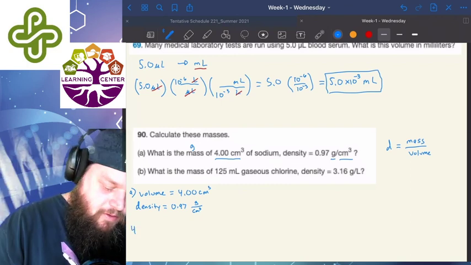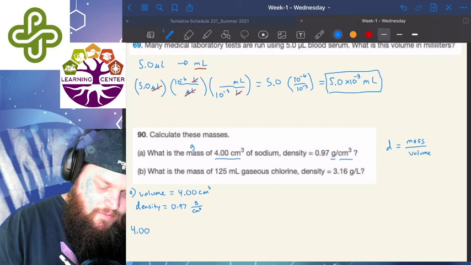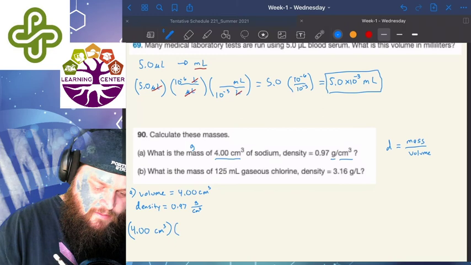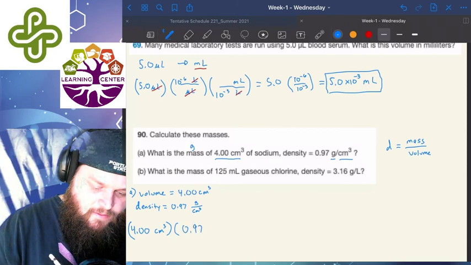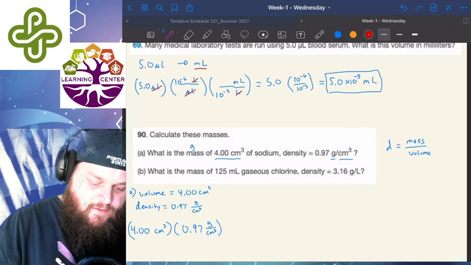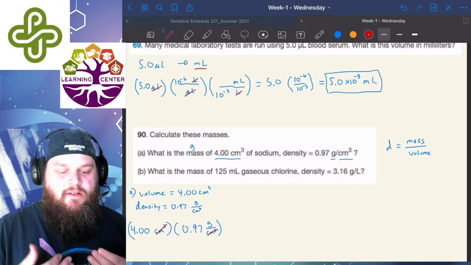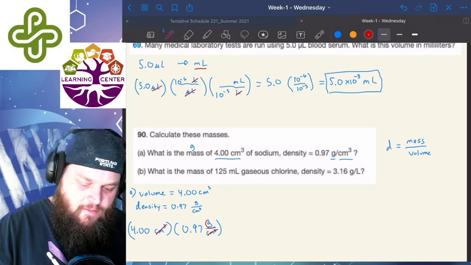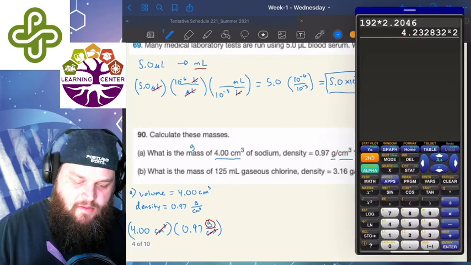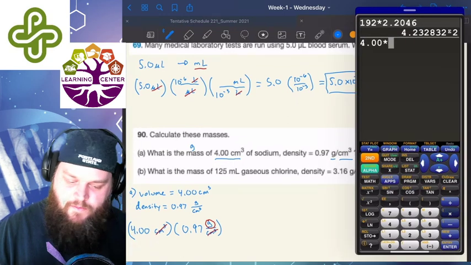4.00 centimeters cubed times 0.97 grams per centimeter cubed. Let's notice we have the numerator and the denominator, so those units are going to cancel out. Our final answer is going to be in grams, which is what we're looking for. So let's just plug it into the calculator, 4.00 times 0.97.